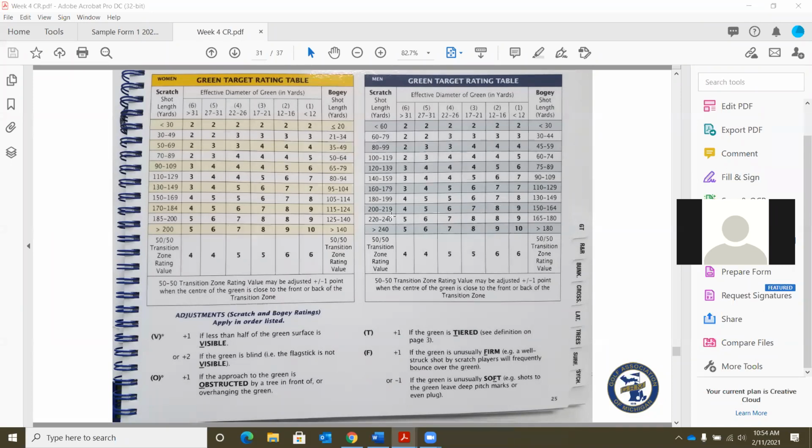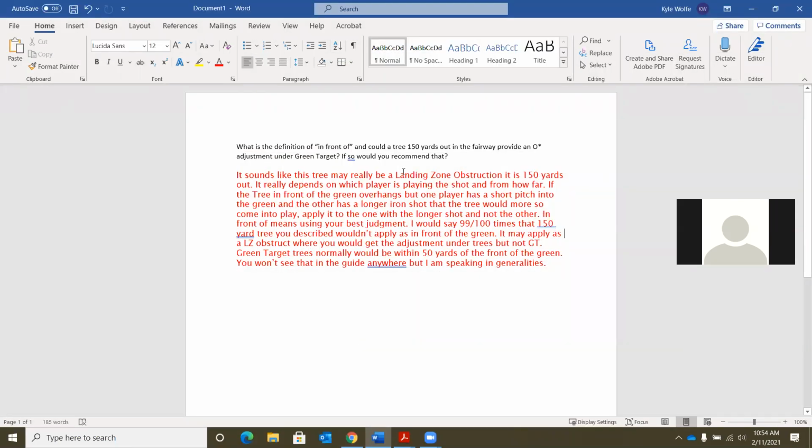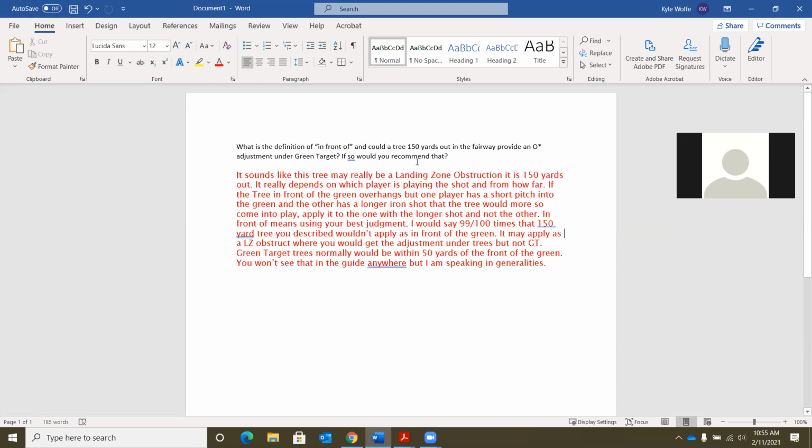All right, and then while we're talking about green target, this year we did have some discussion about this obstruction and how that is applied. I did reach out to the USGA and got an answer that's somewhat good. Personally, I'd like to see these things written down somewhere, like in the manual, instead of relying on the staff people at the USGA. But here's the question. Basically there was some discussion about what this term "in front of" means, and that we have a tree that's 150 yards out in the fairway. Could that provide a no adjustment for the green target, in addition to the landing zone, which we'll cover in trees? But here's the response from them.